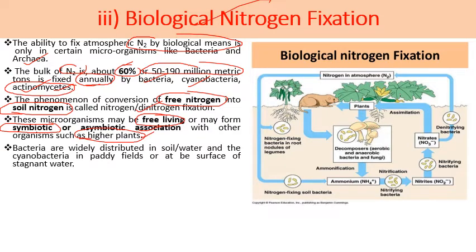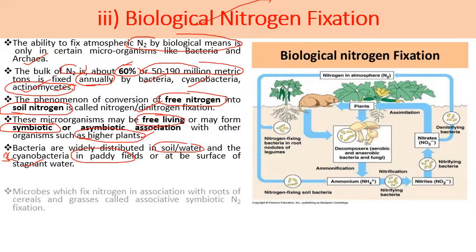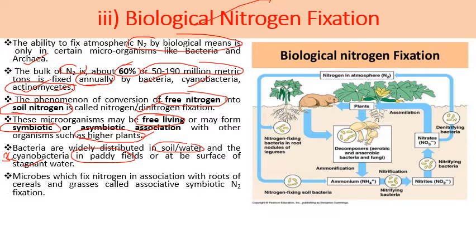Bacteria are widely distributed in soil, water, and the cyanobacteria in paddy fields or at the surface of stagnant water. So these bacteria are distributed in soil and water, and the blue-green algae are present in paddy fields also, which enhances the fertility of paddy fields. They are also present at the surface of stagnant water. Microbes which fix nitrogen in association with the roots of cereals and grasses are called associative symbiotic nitrogen fixation.